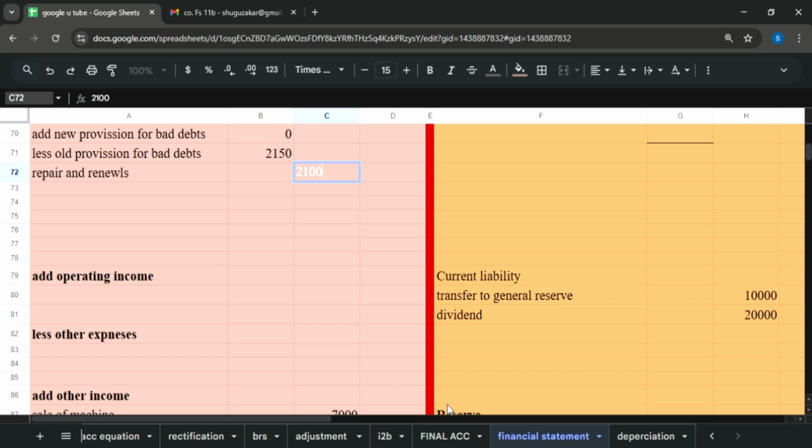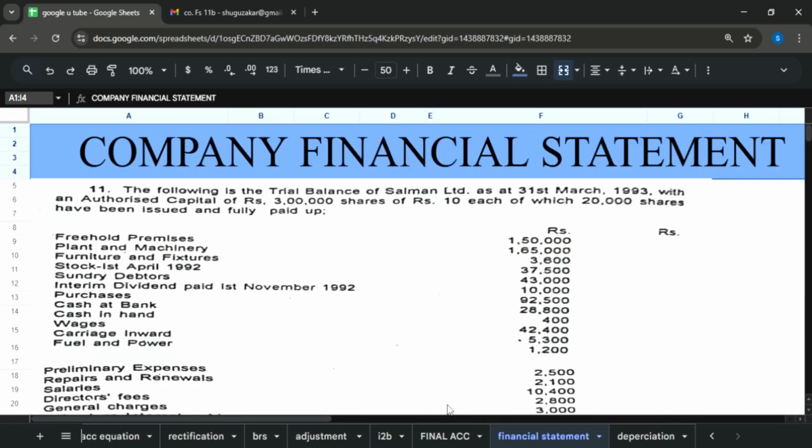2,100, and we need to correct its spelling as well. Repairs and renewal, amount 2,100, written in operating expenses. Okay, next we have salaries.